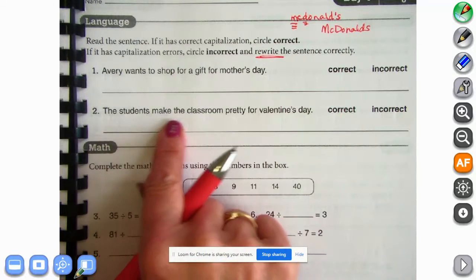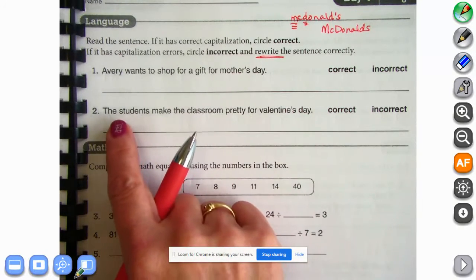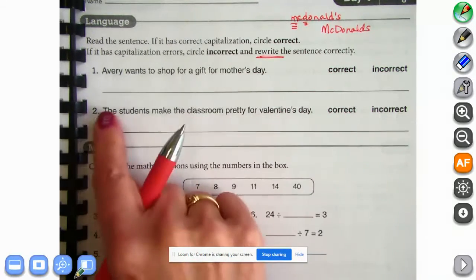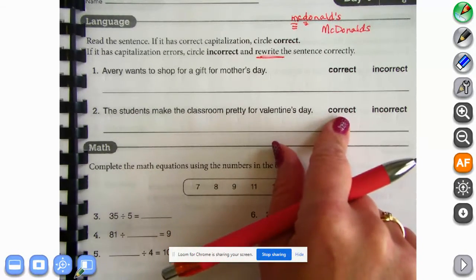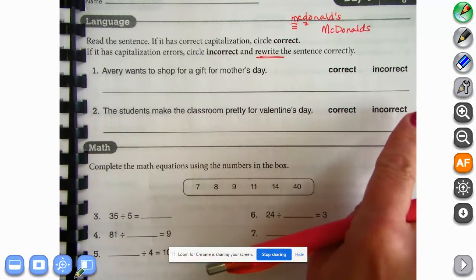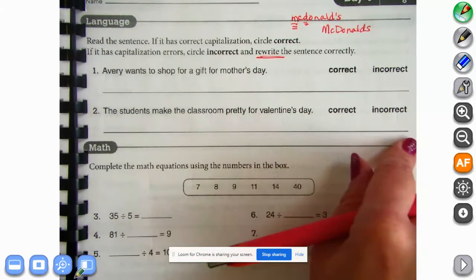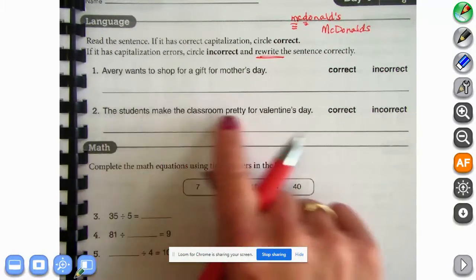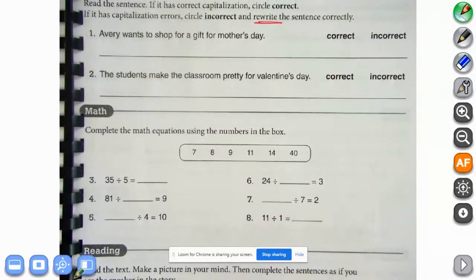The students make the classroom pretty for Valentine's Day. So are all the words that should be capitalized capitalized? If they are, then you'll circle correct. If they are not, you're going to circle incorrect, and you're going to rewrite the sentence correctly. A way to remember which words should be capitalized is to always make your little marks under there. That way, when you go back, you can see which ones you're supposed to capitalize.